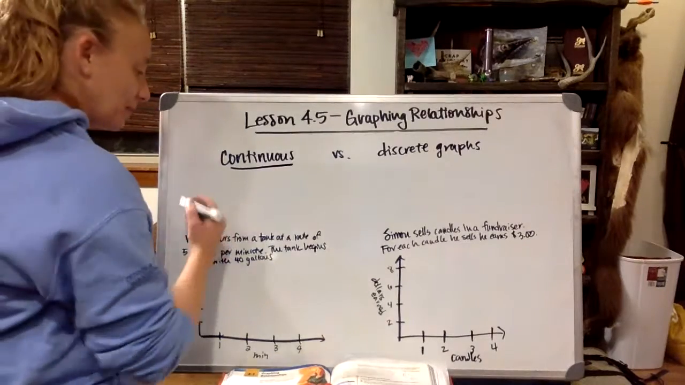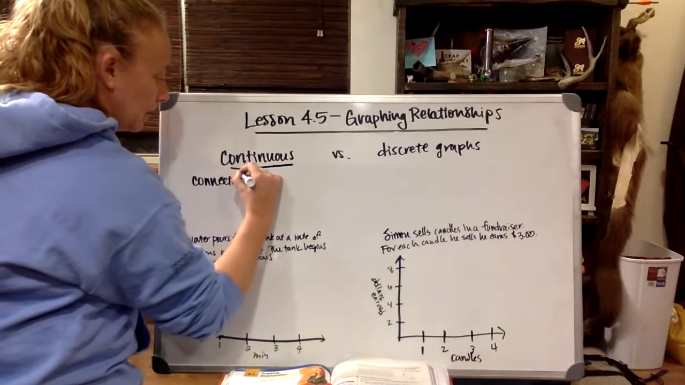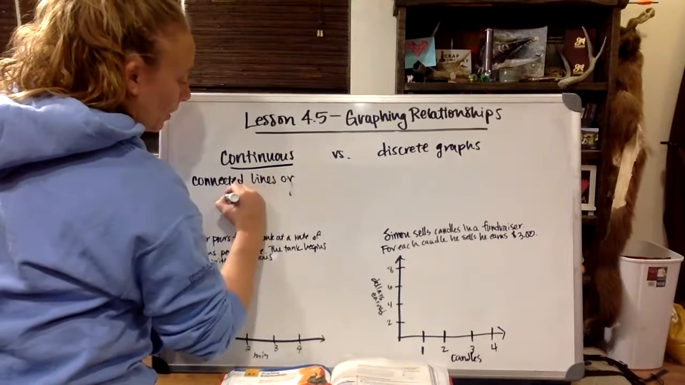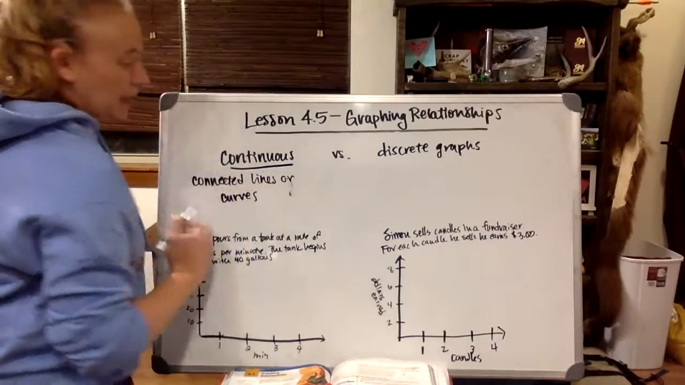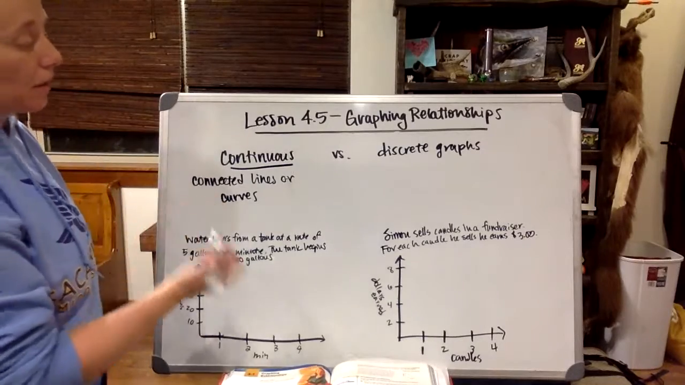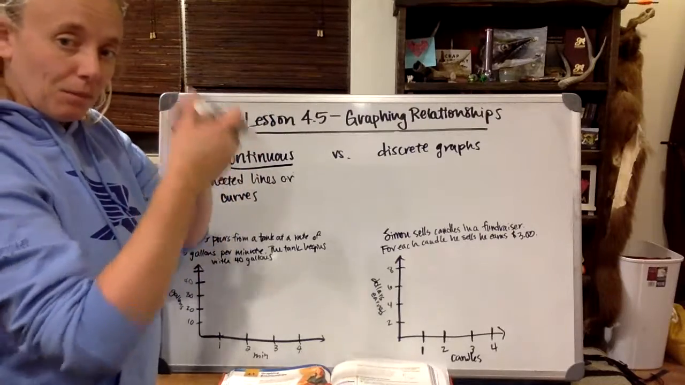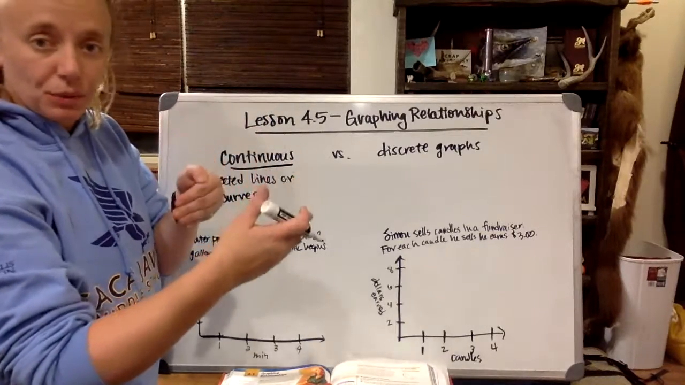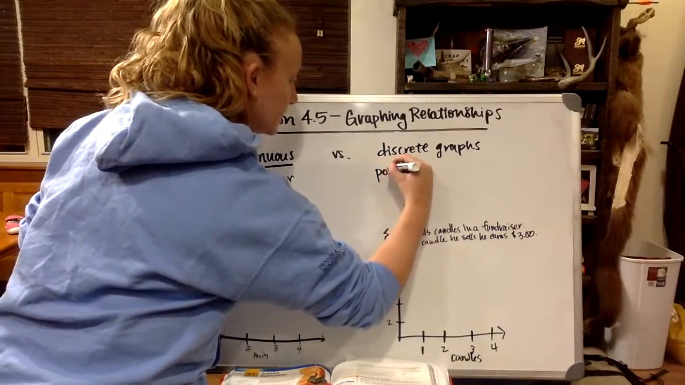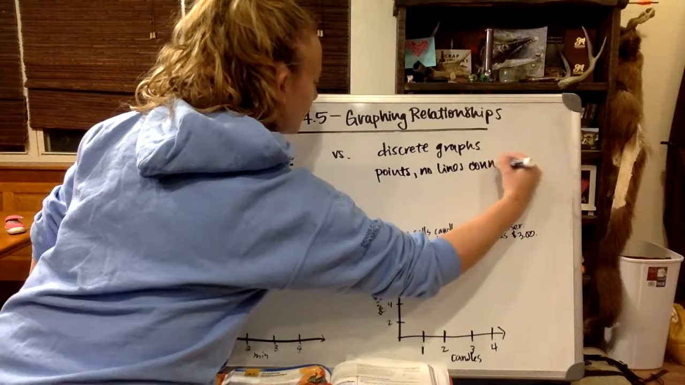So continuous graphs, we're going to see connected lines or curves. So we can see how things sort of change over time, that sort of thing. Discrete graphs are just that, they're discrete, like they stop. They have points where there is no data in between them. So discrete graphs, you're going to see points, no lines connecting them.